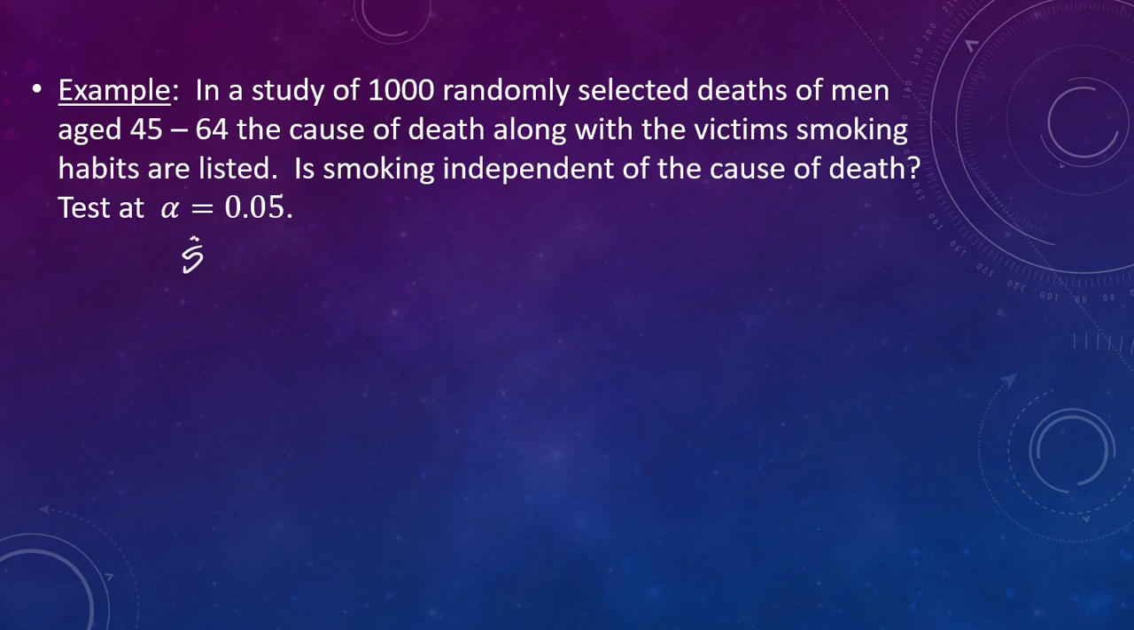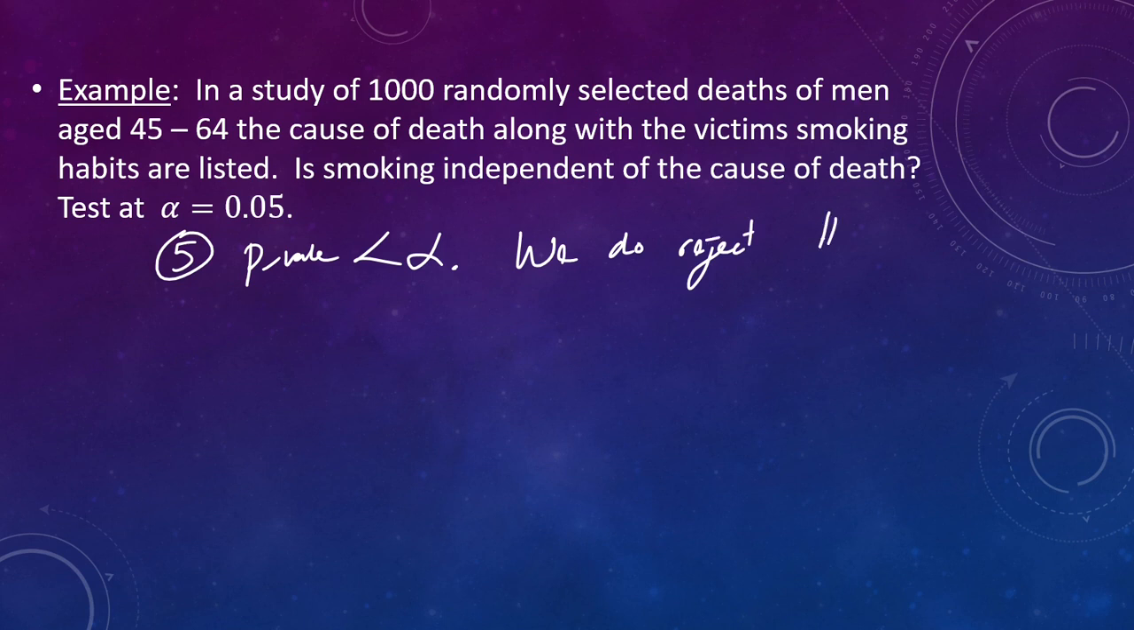In step 5, I'm going to ask the question, is the p-value less than alpha? And in this case, the p-value is less than alpha. Is 0.015 less than 0.05? And it is. The p-value is less than alpha. We do reject the null hypothesis.